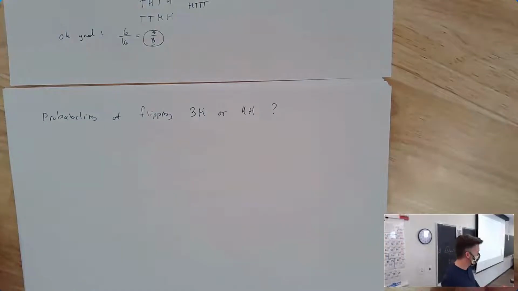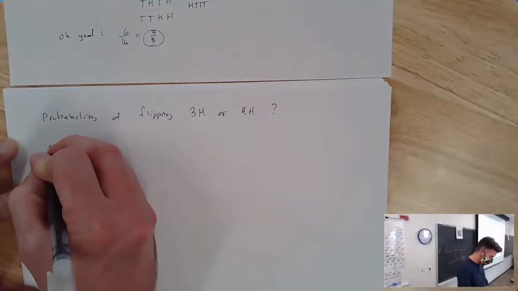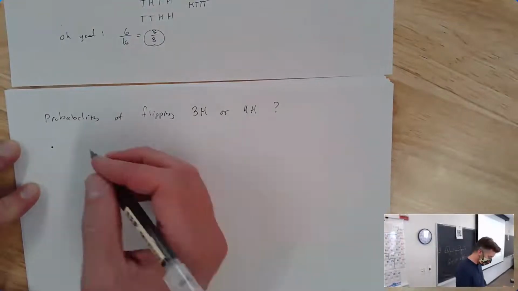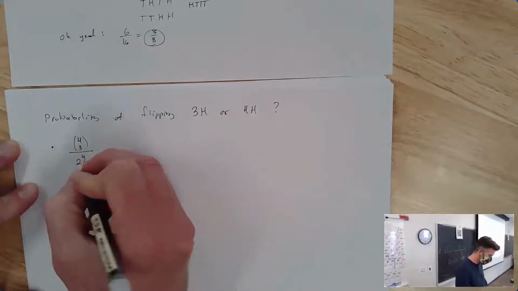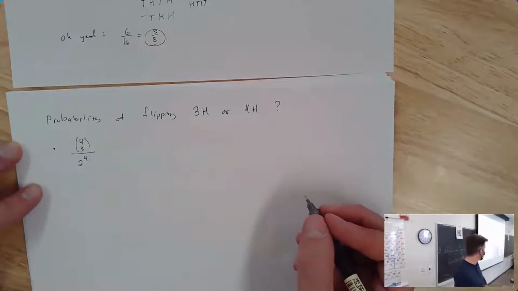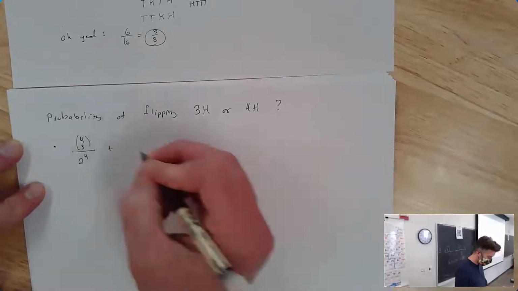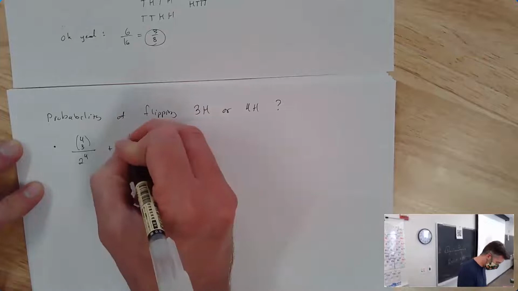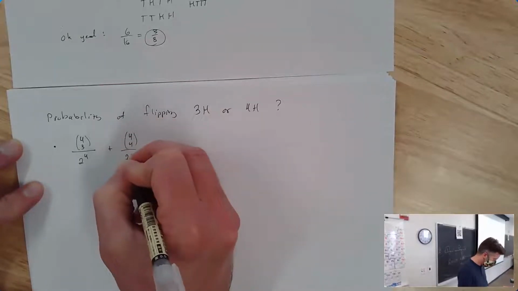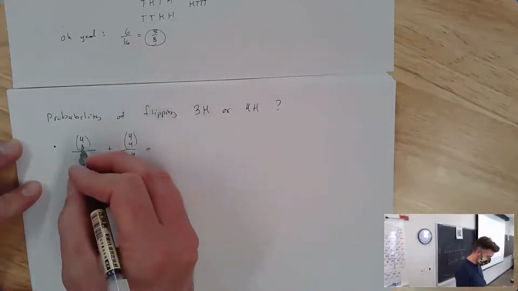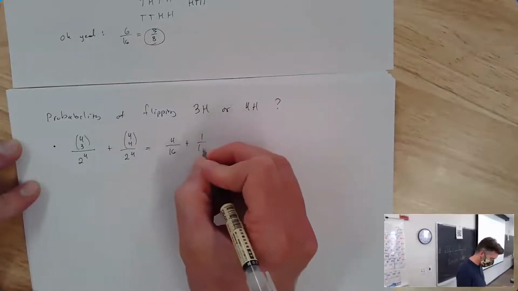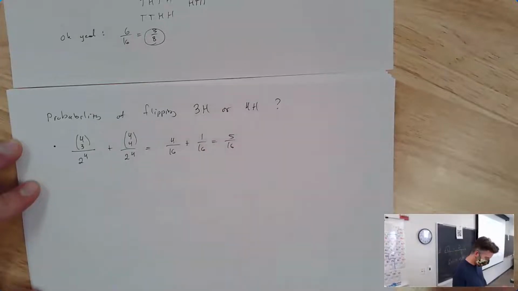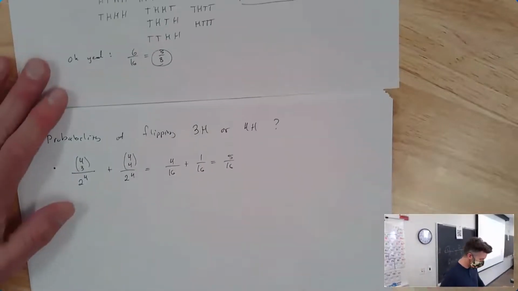Well, again, we can go back to our list now. You could say, the probability of flipping 3 heads is 4 choose 3 out of 2 to the 4th. Right, there's 4 ways of doing it out of 16 possible ways. Probability of flipping 4 heads is 4 choose 4 out of 2 to the 4th. 4 choose 3 is 4 out of 16. 4 choose 4 is 1 out of 16. That's 5/16.